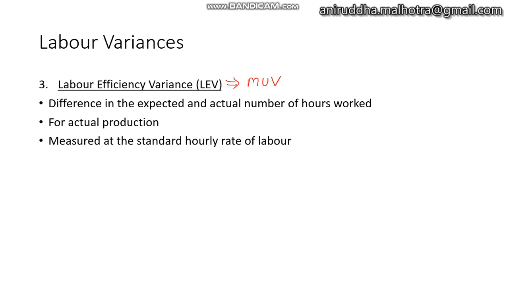So in some cases, it may be that you paid, let's say, for 100 hours, but out of those 100 hours, 10 hours were idle. That means the labor actually worked only for 90 hours. And it's fair that we compare their efficiency only for the hours that they have worked, not the hours they were sitting idle. So in this case, the formula could be something like your standard hours for actual production minus actual hours worked into your standard rate of pay per hour. So using this, you can calculate the labor efficiency variance.